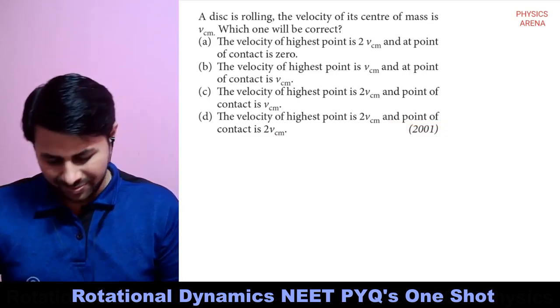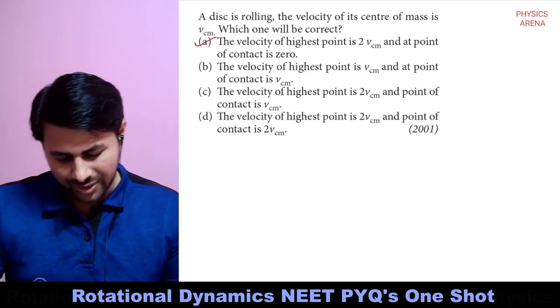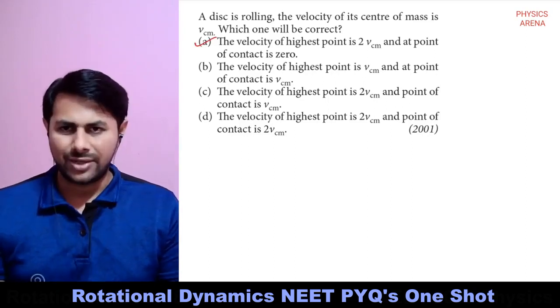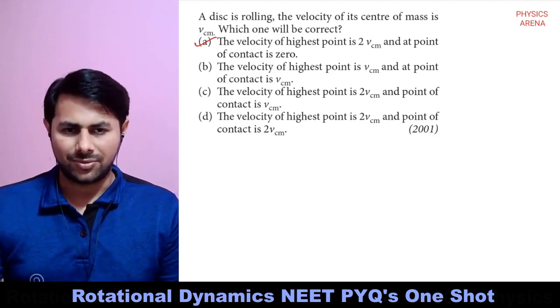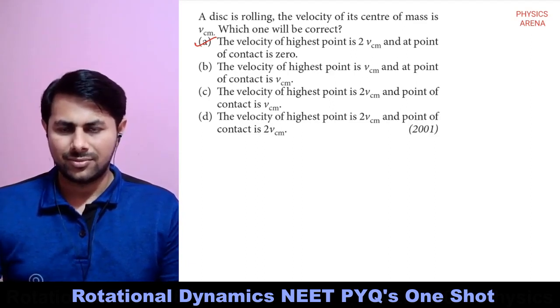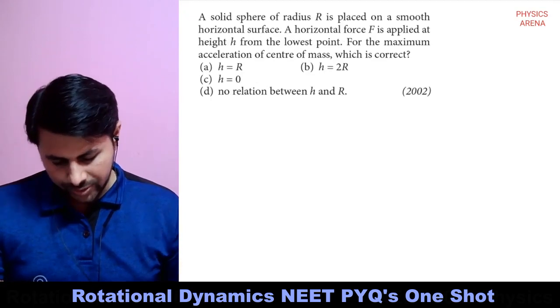Option A. Very good. The velocity of the highest point is 2 times the velocity of the center of mass, and at the point of contact it is 0. Right? Let's see this next question.